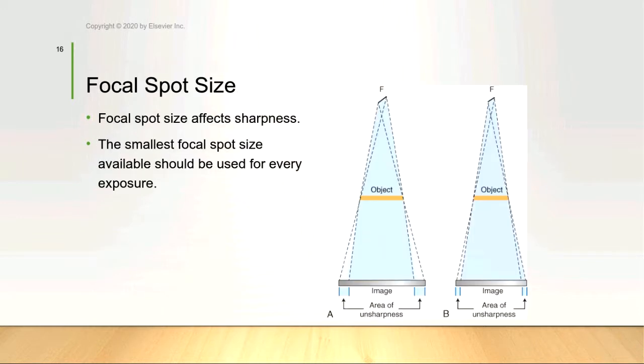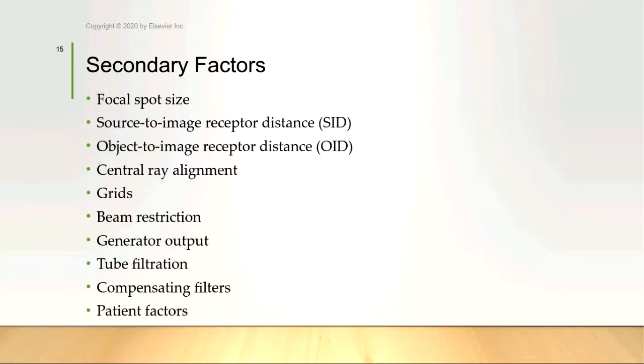Oh, I'm so sorry. Let me say the rest of those. So focal spot size, your SID, your source to image receptor distance, your OID, which is from the object to the image receptor distance, the alignment of the central ray, grids, beam restriction, the generator output, tube filtration, compensating filters, and patient factors. Okay, and we'll probably talk about the first few in this, and then the second portion we'll actually talk about grids and the rest of these. I kind of broke this chapter into 2 sections just because there's so much information.